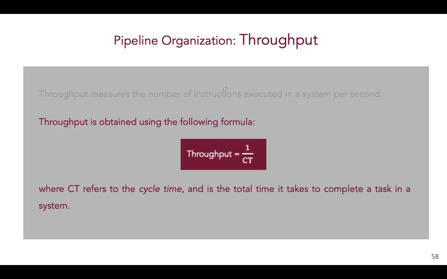Now, the formula for throughput is very simple. It's 1 divided by CT, where CT is the cycle time, and cycle time is nothing but the total time it takes to complete a task in a system. 1 divided by the total time it takes to complete a task in a system is the throughput, the number of instructions executed per second.